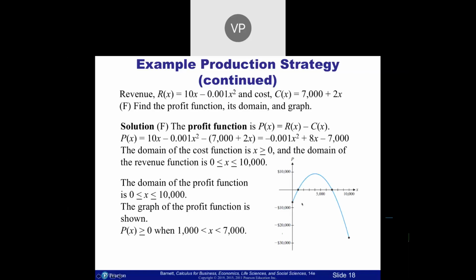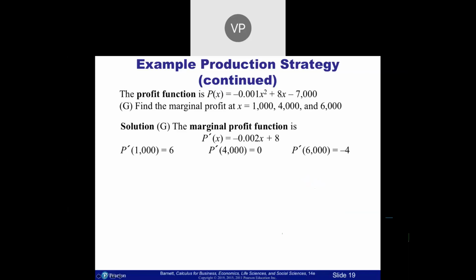So go back to this function showing it. At 1,000, remember, the marginal profit is the derivative. It's the tangent line. So it's definitely, we're on the up right here. When we hit our 4,000, our profit's not going up nor down. Afterwards, it's dropping and dropping and dropping. That's what these marginals are telling us, is that, hey, when you're making 1,000 of them, your profit is going up and up and up.